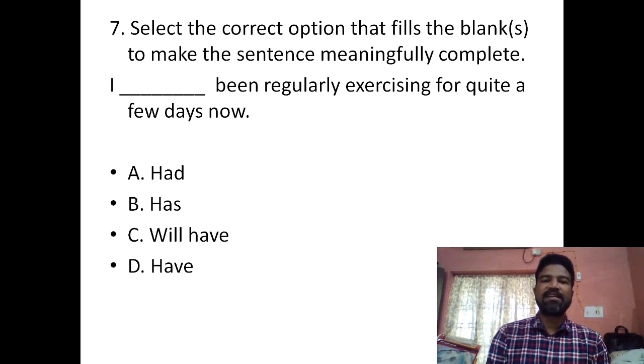Dash been regularly exercising for quite a few days now. "I dash been regularly exercising for quite a few days now." It's all about filling the blank with the appropriate word from the options given below. Your time begins now. The correct option is "have been," option D. I have been regularly exercising for quite a few days now.